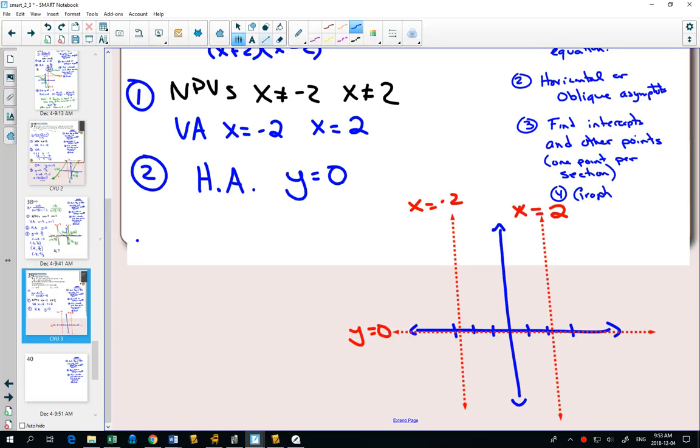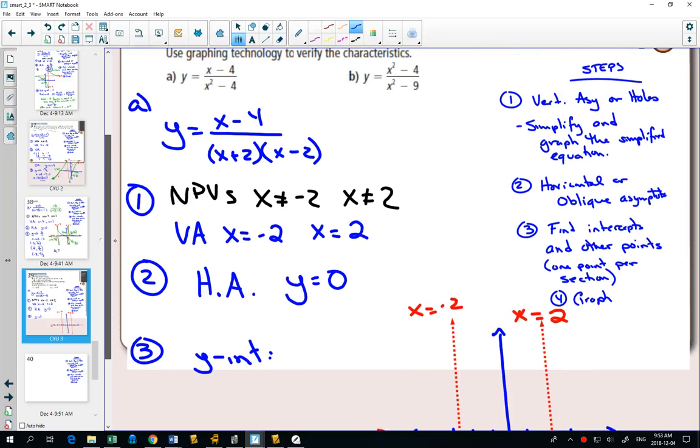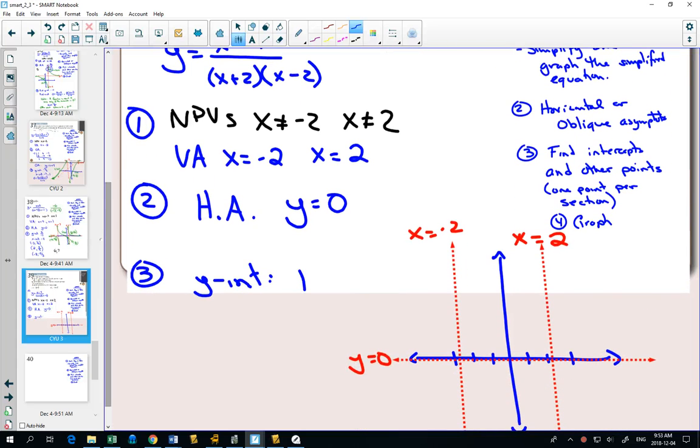Step 3, find our intercepts. The y-intercept is the easiest. Plug in 0 for x, and we get a y-intercept at 1. So we have (0, 1).